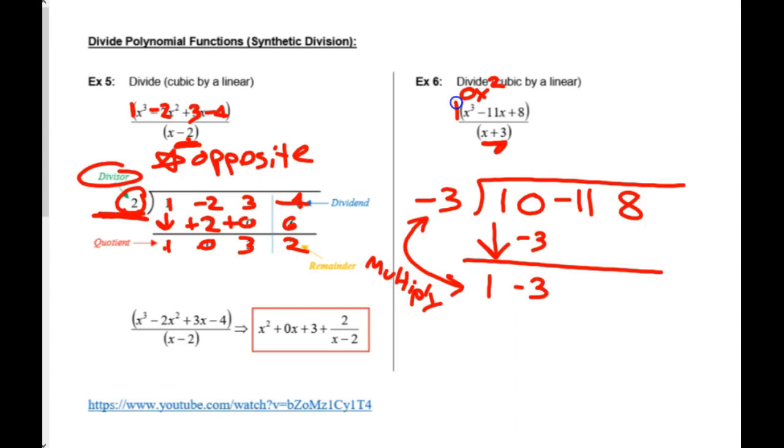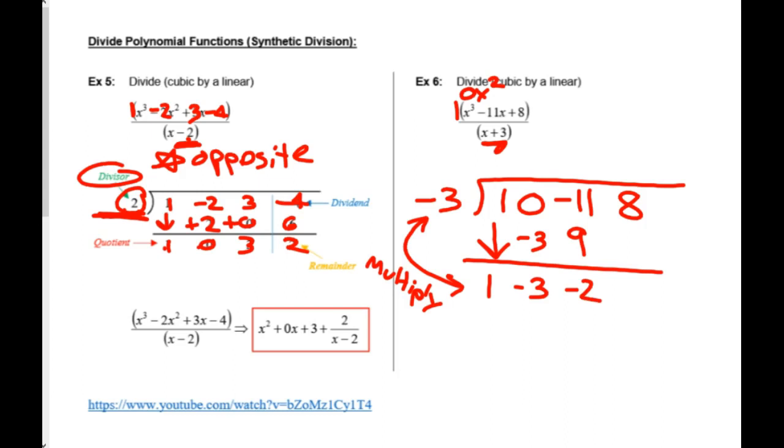And then you repeat. You're going to multiply. Negative 3 times negative 3. This one times this one. Negative 9. Not negative 9. Negative times the negative should be positive 9, right? Okay. And then again, we're adding vertically. Negative 11 plus 9. Negative 2.